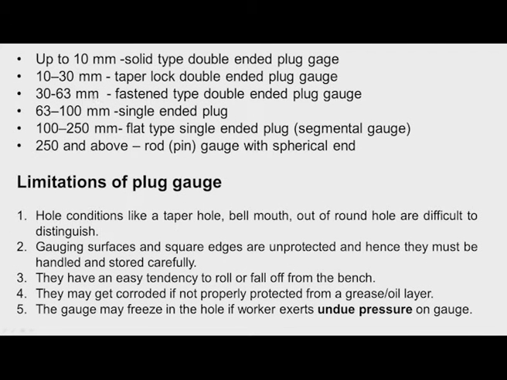Now we can see some details of plug gauges. Up to 10 millimeter, solid type double ended plug gauges are made, and from 10 millimeter to 30 millimeter, taper lock double ended plug gauges are made, in which case the ends can be renewed. When the ends are worn out, new ends can be replaced.